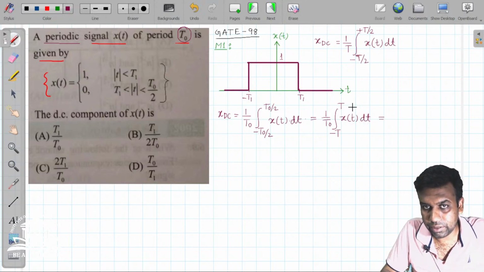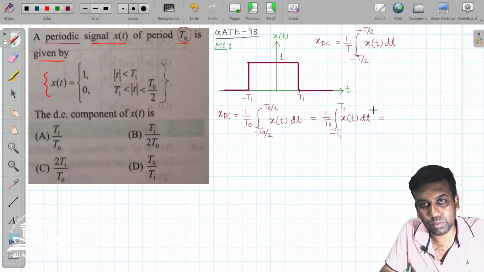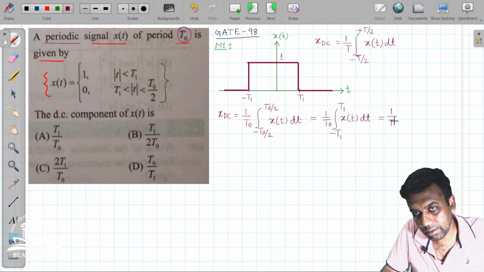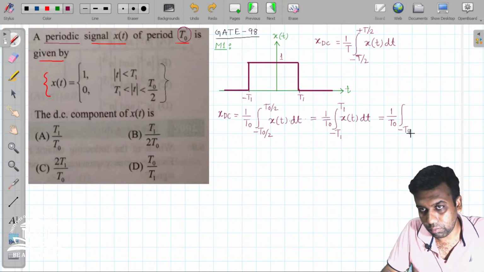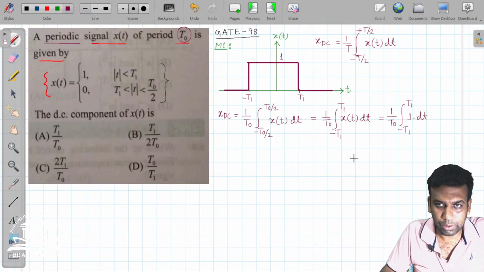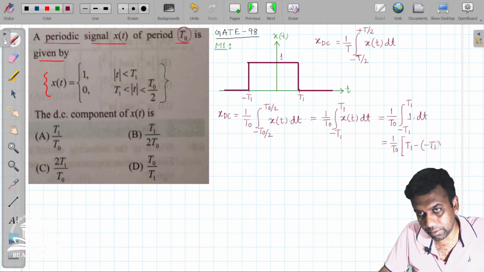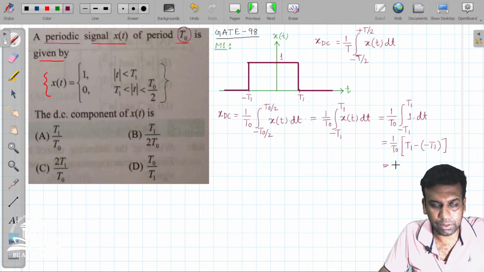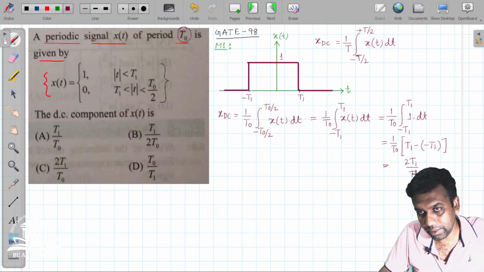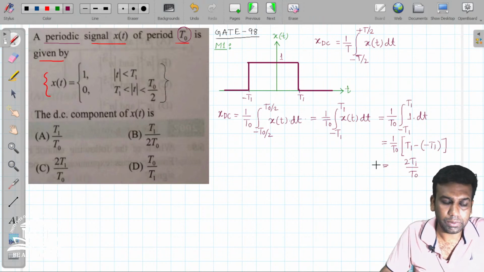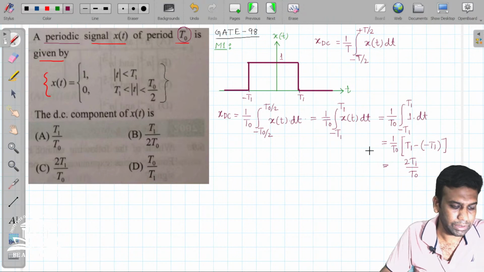From the figure you can see that the value of the signal from minus T1 to plus T1 is 1, so we put 1 in place of x(t), dt. After doing the integration, you will find it is 1 by T0 times T1 minus minus T1. That means it will be 2 T1 by T0. So this will be the value of the DC component. This is how we can find the value of the DC component.